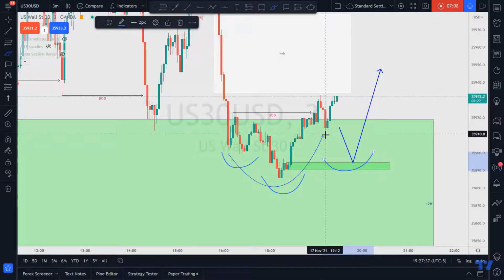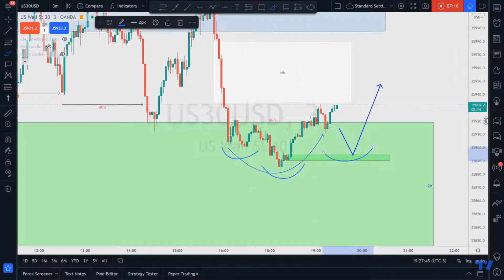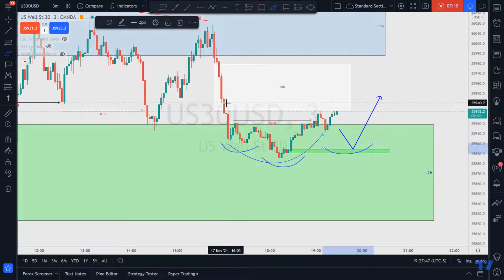I was hoping that this would come down a little further. And so I'm going to be patient with it because I believe it will. Once it hits this imbalance, what is an imbalance? An imbalance is an inefficient move of price. What does that mean? This is all bearish. This is all sells. All right. Price doesn't like to move that way.